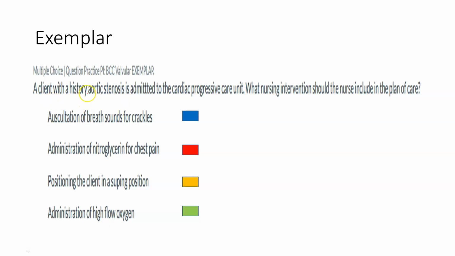Now, this lecture was not about aortic stenosis, but that's okay, and I'll show you why. So I have a client with a history of aortic stenosis who is admitted to the cardiac progressive care unit. What nursing intervention should the nurse include in the plan of care? All right. I said from the very beginning, on slide number 2, we talked about blood flow. So if you remember where the aortic valve is, then you can remember what you should do if something is impeding blood flow. Where is it going to back up to?